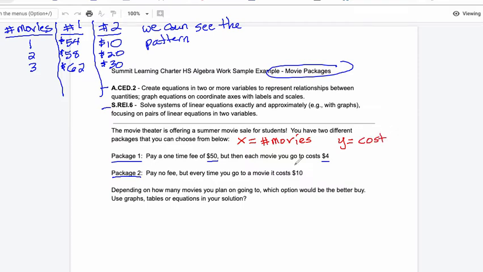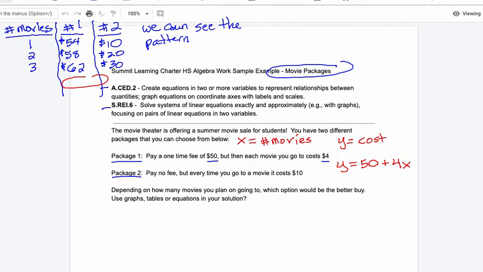So for package number 1, the total cost was equal to my flat fee of $50, plus every time I went to a movie, it cost $4. So $4 per movie is 4 times X. So now I've got an equation relating this pattern for package number 1. And once I have an equation, there's all sorts of stuff I can do with it.